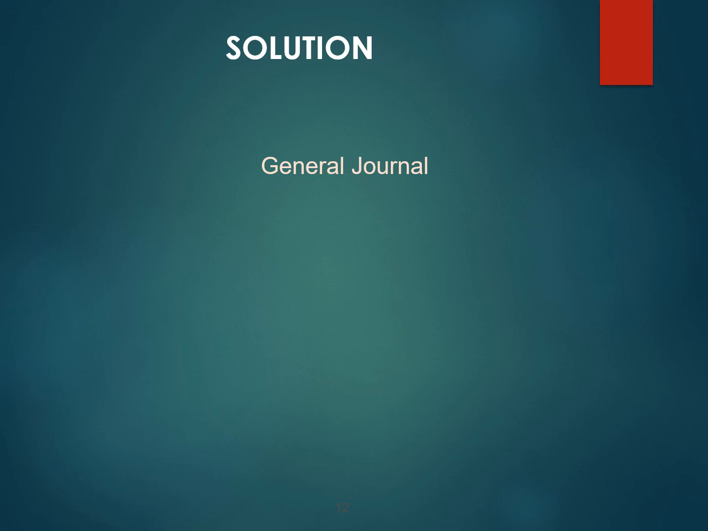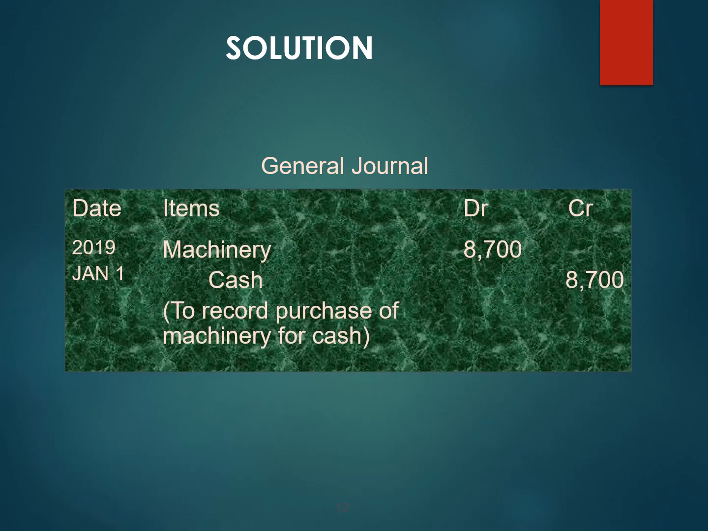From the question, we will do the journal entry. We just draw the box which consists of date, items, debit and credit. Write the date on the day of transaction, January 1st, 2019. The items involved are debit machine and credit cash, 8,700 each side. And we have to write the explanation of the transaction.